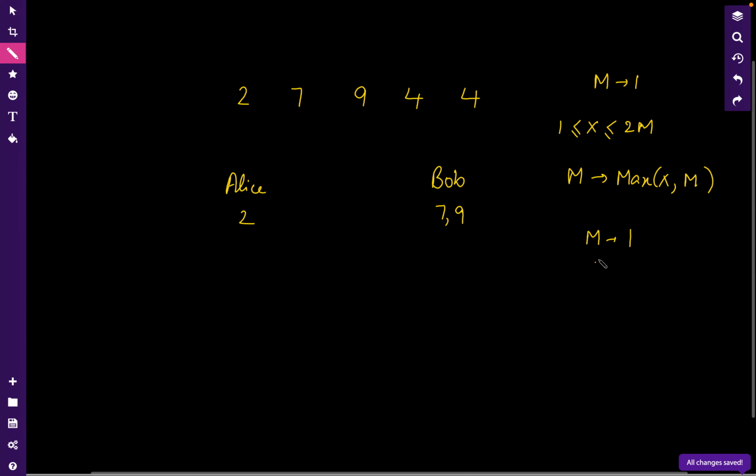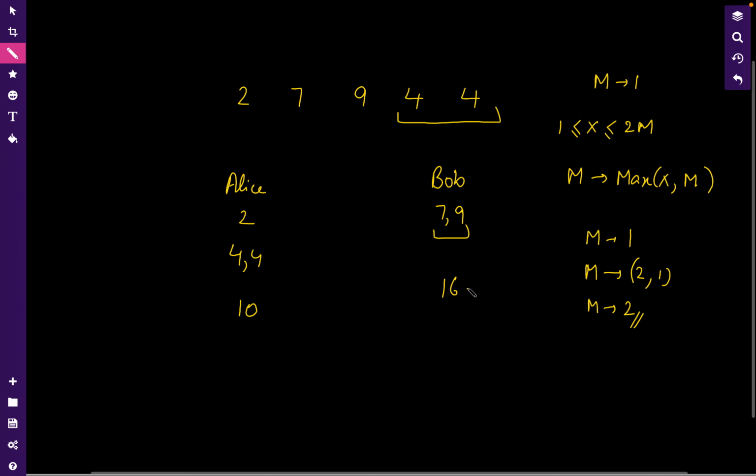So this is the only heap that is left. So out of 4 and 4, now M will change to the maximum of 2 and 1. Why 2? Because previously Bob chose 2 heaps. So x is 2 in this case. So M will become 2 for the case where Alice has to choose. So now she will choose all the piles left, which are basically 4 and 4. So the total number of stones now with Alice is 10, and that with Bob is 16.